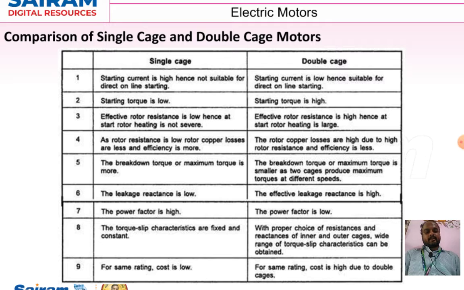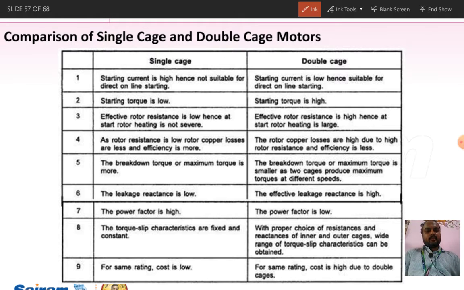In double case, we are increasing the rotor resistance, so we can start directly. Direct online starting is possible. Since starting resistance is high, current will be low at the time of starting, so we can start the double case type induction motors with direct online starting. And starting torque is low.